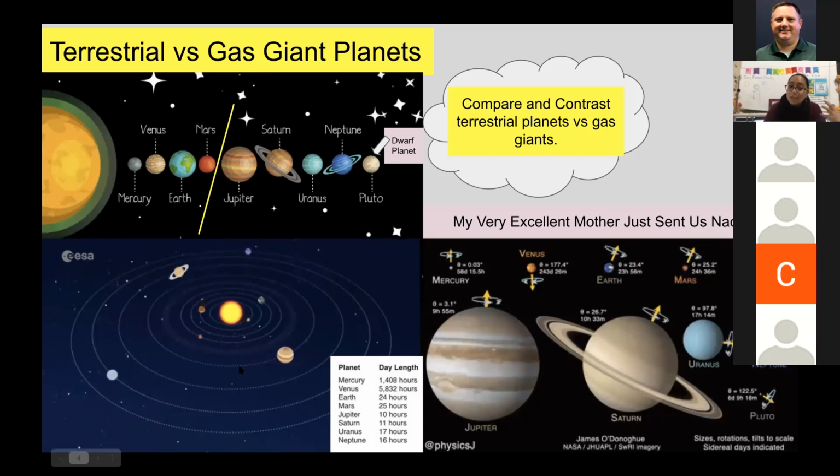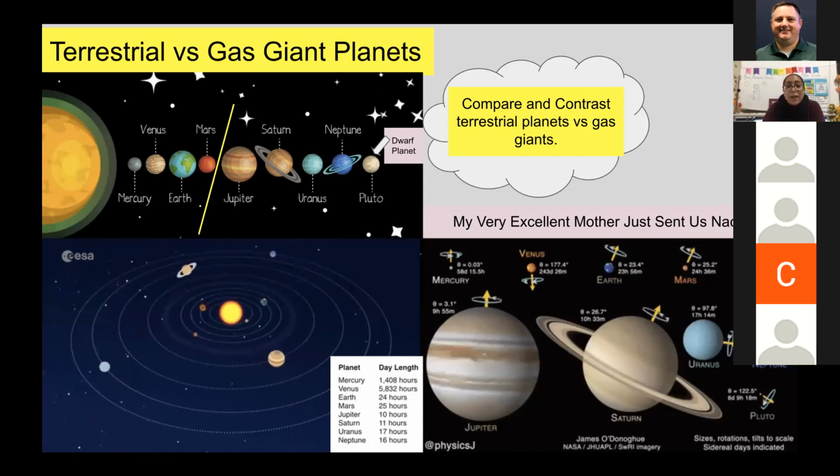And that makes sense because these planets are closer to the sun, so it's going to take a lesser amount of time for them to complete their orbit or their revolution around the sun. We also know that our terrestrial planets have no rings, and they have fewer satellites. Now remember, a satellite is just another word for a moon.